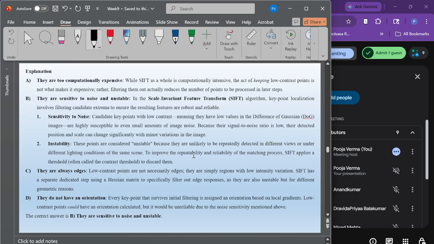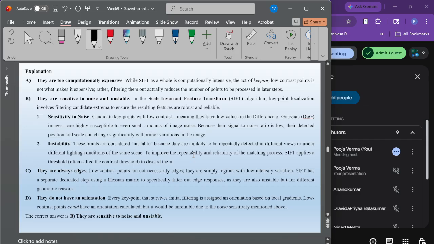And then option C is they are always edges. Low contrast points are not necessarily on edges. They are simply regions with low intensity variation. SIFT has a separate dedicated step using the Hessian matrix to specifically filter out these edge responses. Those are also unstable, but in different geometric regions.